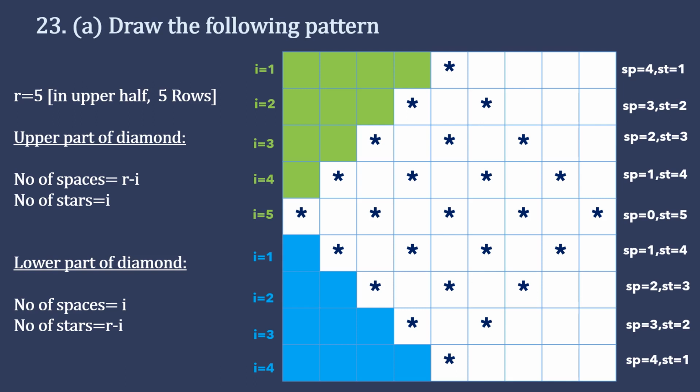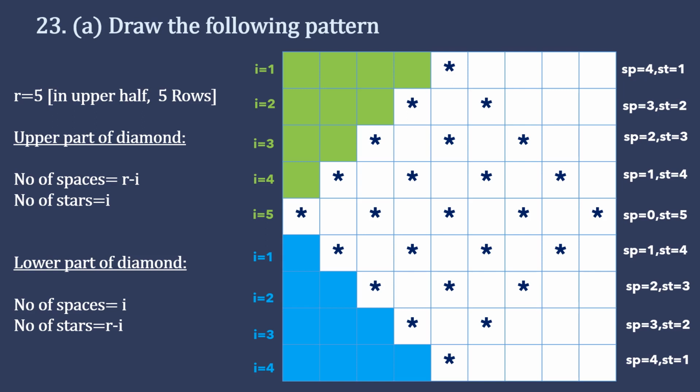So that means when the row number is 1, you can see the blue colored part. That is, the row number is 1, then the number of spaces is 1 and the number of stars is equal to 5 minus 1, that is 4. In the next row, when the row is 2, the number of spaces is 2 and the number of stars is 5 minus 2, that is 3. So like this it is going on. So we have to just implement this logic in the program.